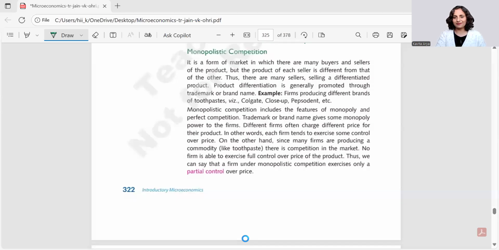And in the series of learning the forms of market, today, after covering perfect competition and monopoly market, today's turn is monopolistic competition. Let's proceed.